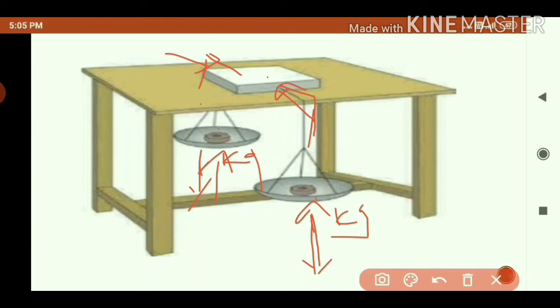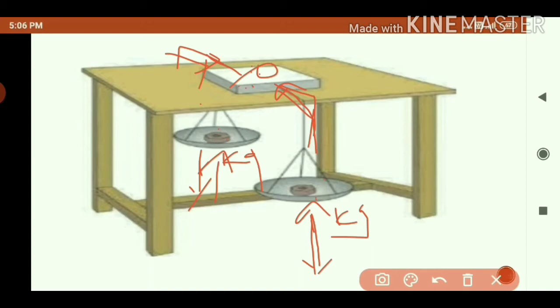This pan will try to pull this box here. This pan will try to pull this box here. At the same time both forces are acting on this box, but equal force in opposite directions. So, the net force on this box becomes 0, and that is why the box does not move on the table.